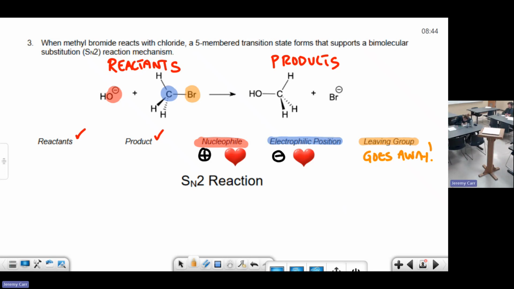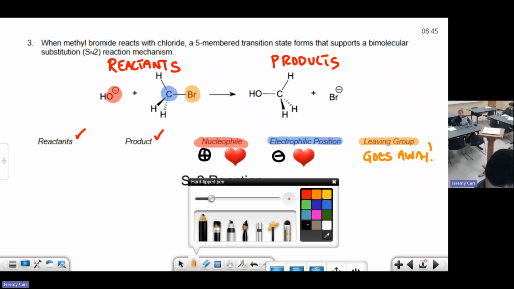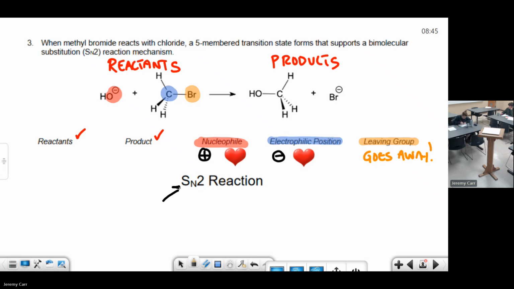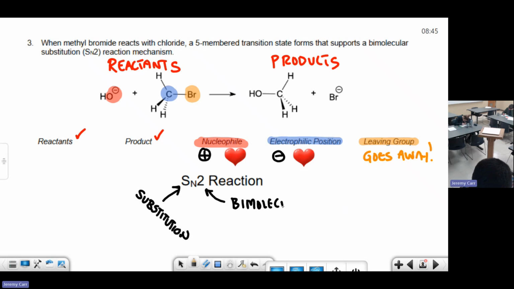This is the hallmark of what we call an SN2 reaction. These are the key characteristics of an SN2 reaction. That is, the nucleophile is attracted to the electrophilic position, and as it is, it ejects a what? It ejects a leaving group. That's the important point. It goes away. So what does the SN2 actually stand for? The S refers to, this is a substitution reaction. The 2 represents that it is a bimolecular reaction.